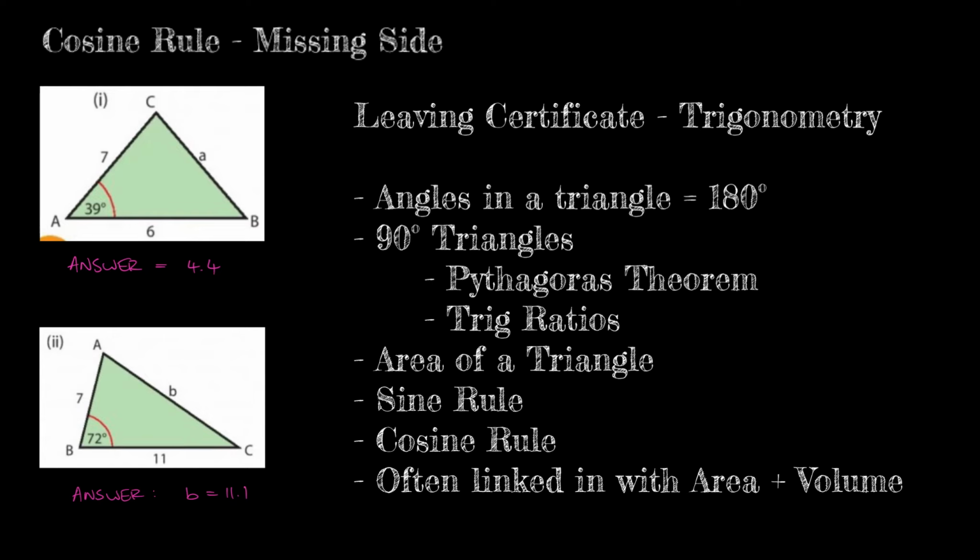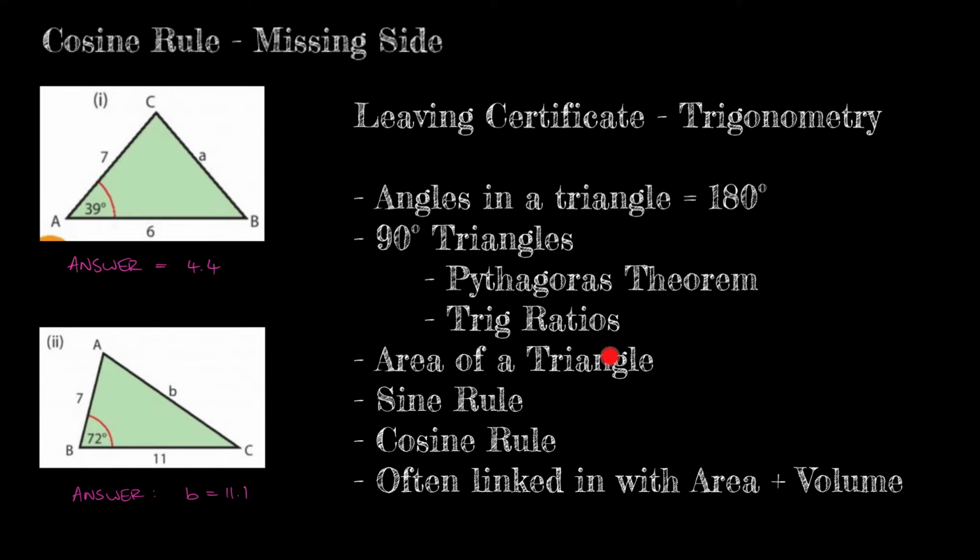Okay, so we're going to start off looking at the cosine rule for a missing side. We looked at this the last day, but again, just to link in with everything that we're doing, angles in a triangle add up to 180 degrees. That won't help me in this case because I've got two unknown angles. I can't assume there's a 90-degree angle. I can never assume. So I can't use Pythagoras' theorem and I can't use trig ratios because I have no concrete evidence that there's a 90-degree triangle.